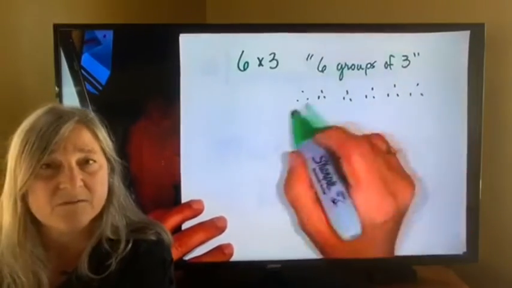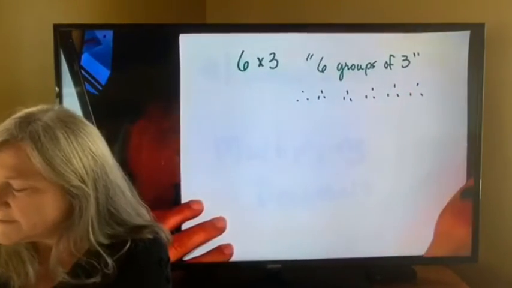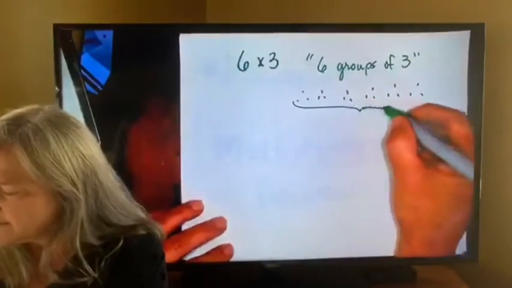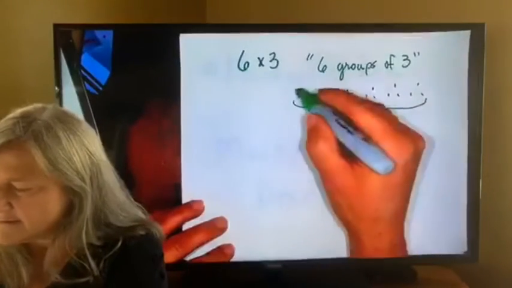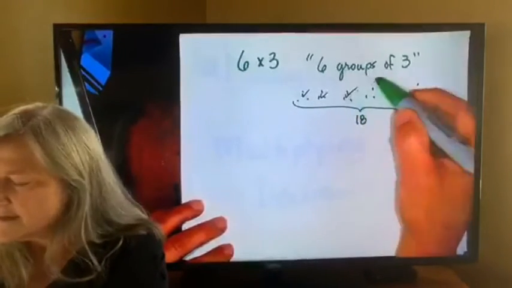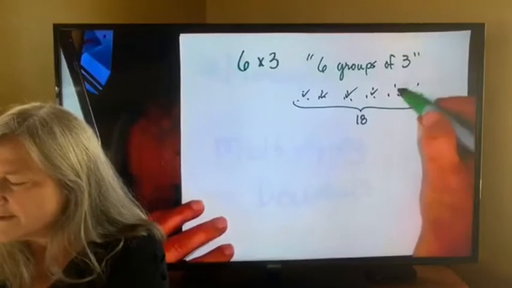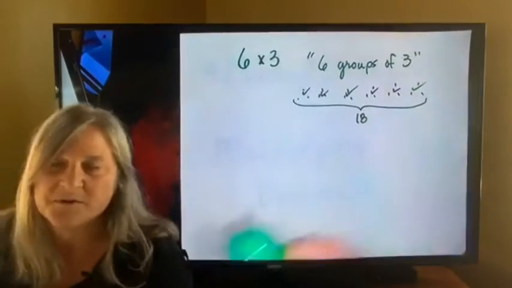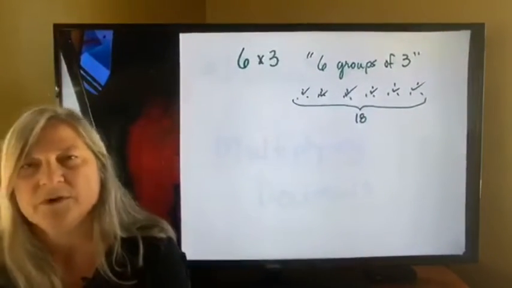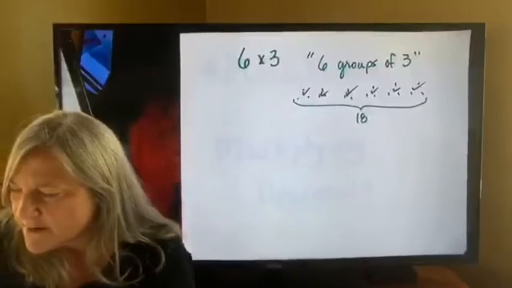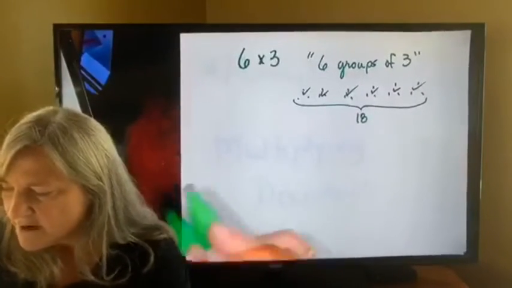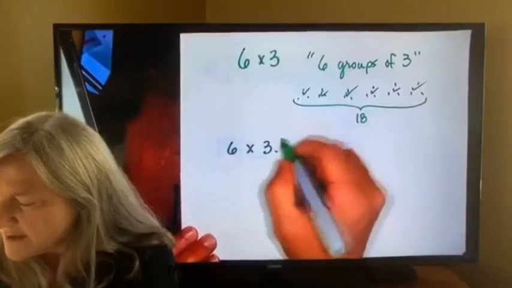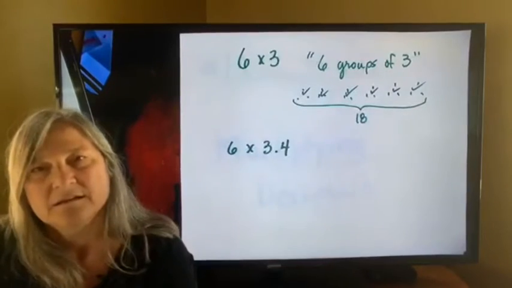And then we find out what 6 groups of 3 is. So what do we have when we have six groups of 3? Well, we know that 6 groups of 3 gives us 18, right? We have 3, 6, 9, 12, 15, 18, counted by 3s. So you want your students to be able to be fluent with things like this first, knowing what multiplication means. So if 6 times 3 means 6 groups of 3, what would 6 times 3.4 be?